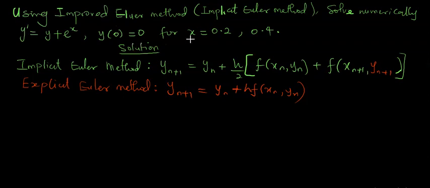So we are asked to get the values for x equals 0.2 and x equals 0.4. What does that simply mean? It means that the step length h is 0.2. Now the formula for the implicit Euler method or the improved Euler method is this.